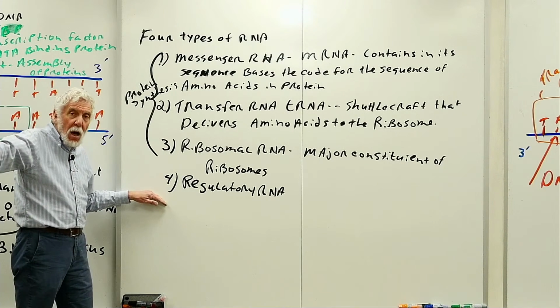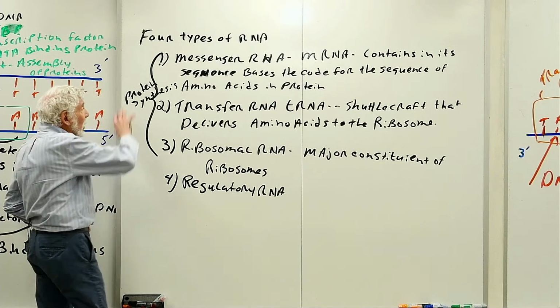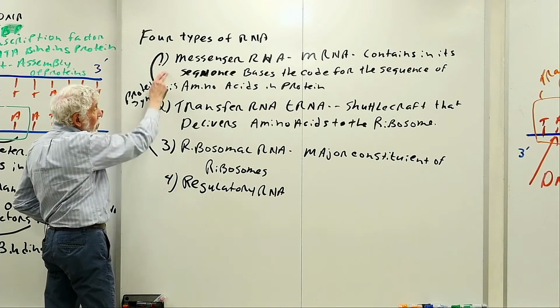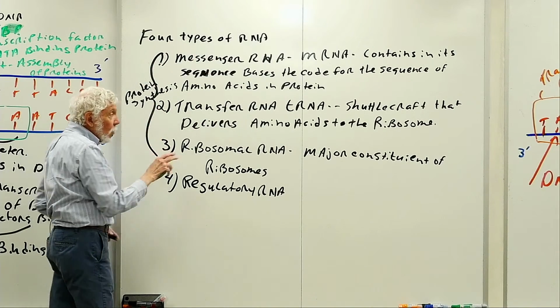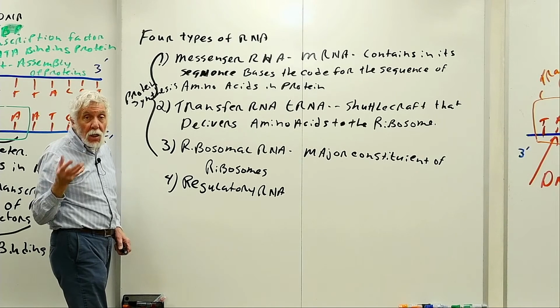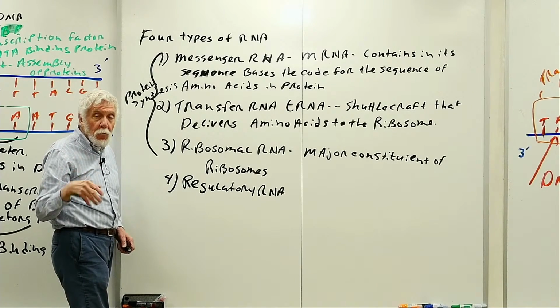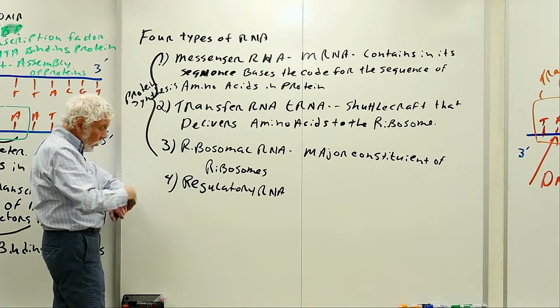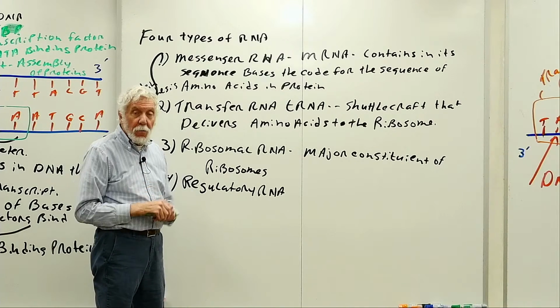We're going to leave those behind because mostly I want to talk about these three major types, messenger, transfer, and ribosomal, and how they work in concert to make proteins in the process of translation. And that's what we'll start with tomorrow.